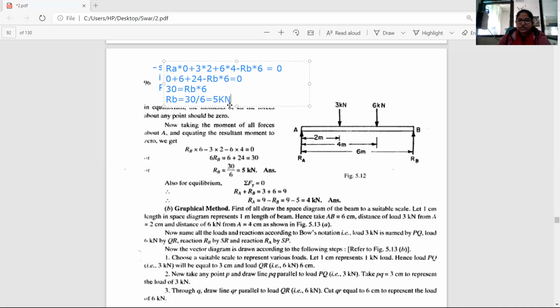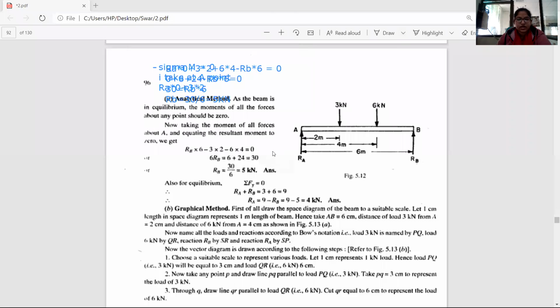Then what I have to do is put this 5 kilonewton in the first equation, RA plus RB equals 9. Putting the value of RB, Ra plus 5 equals 9. Then Ra equals 9 minus 5, which is 4 kilonewton. The value of Ra is 4 kilonewton. So this is my simplest method to find the support reactions using these three equilibrium equations. I hope you don't have any query in this problem.